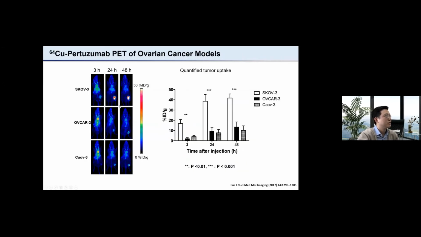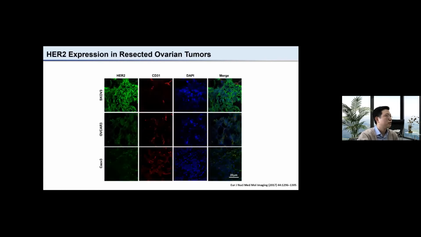And with the cell lines, we made the subcutaneous tumor model like this. And as we expected, there was intense uptake after injection of copper-64 pertuzumab in the tumor with a high HER2 expression, and moderate uptake in the other two cancer models. And the resected tumor shows a high expression of HER2 in SKOV3, but moderate expression in the other two cancer cell lines.